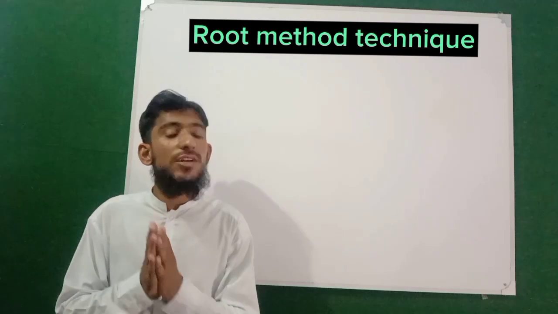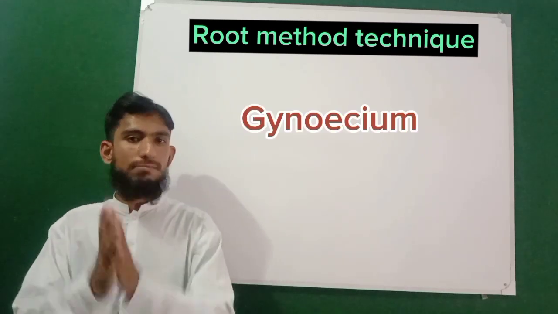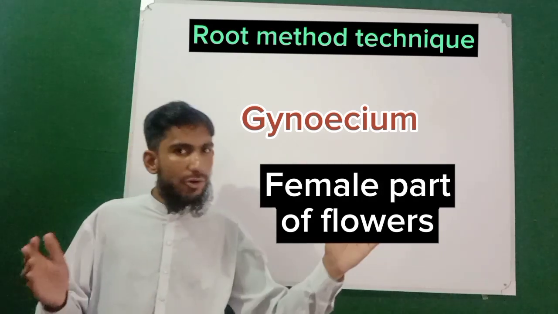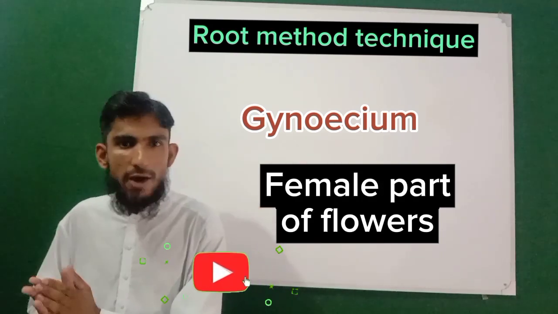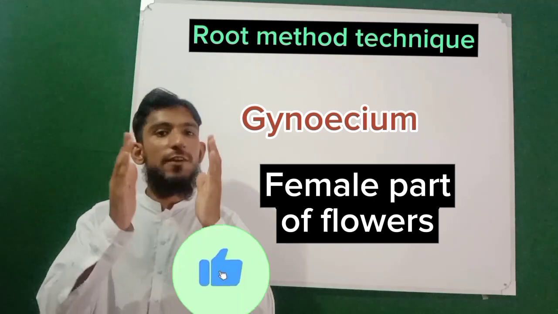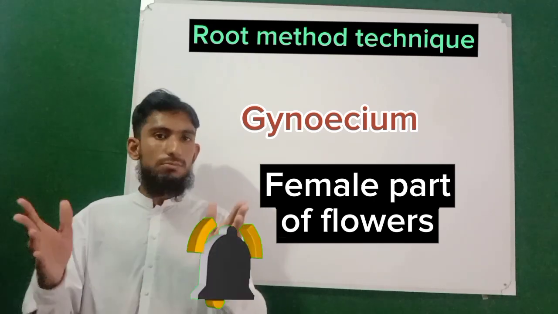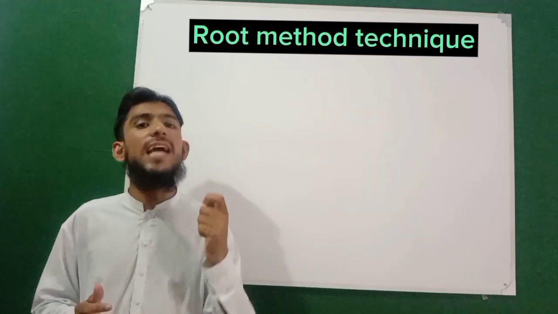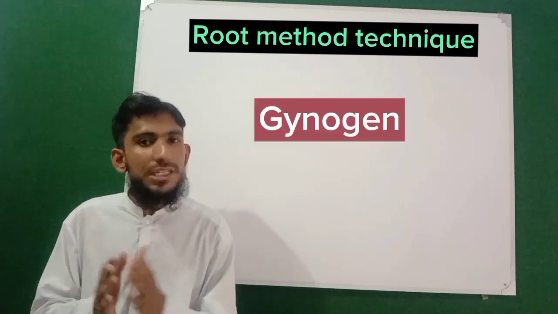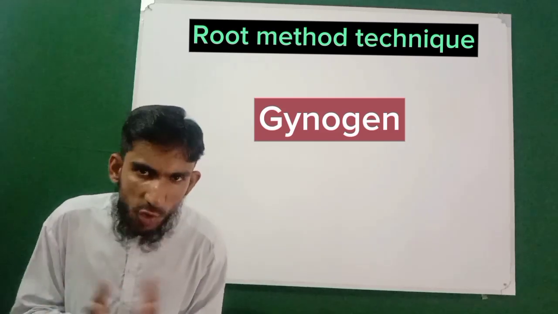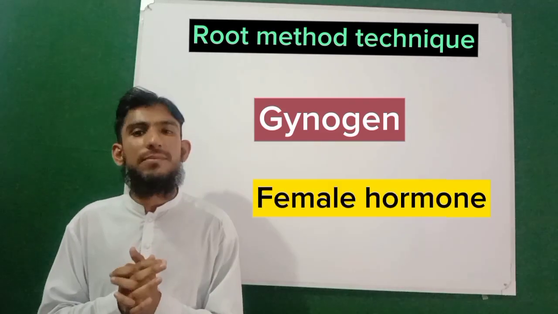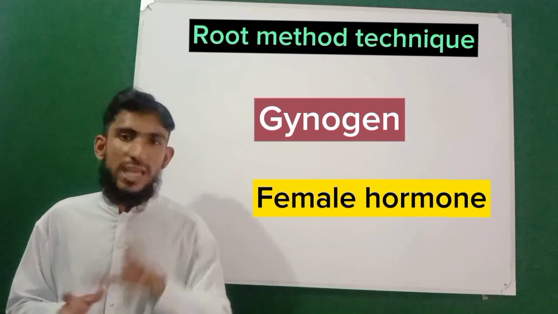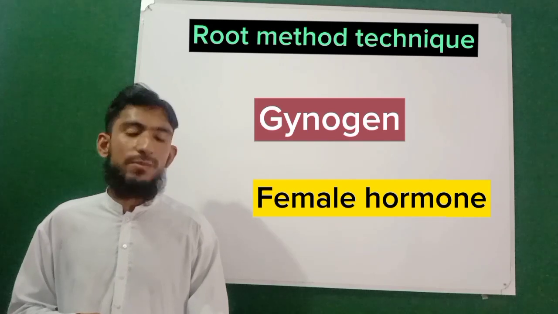Then the third word is gynoecium. Gynoecium means the female part of the flower, as androecium means the male part of the flower. Now the fourth word from this root word is gynogen. Gyno means female or woman, and gynogen means female hormone. So we have learned this fourth word.